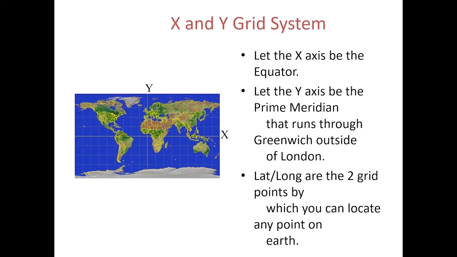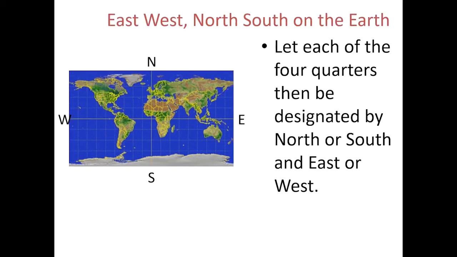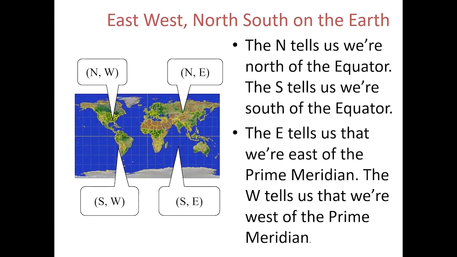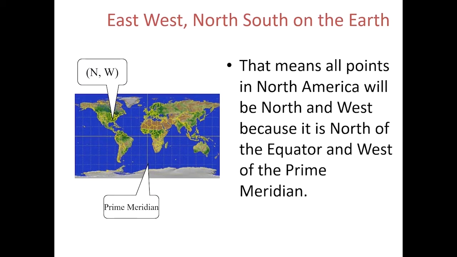Now, we could divide up the Earth into four sections, into quadrants, and designate each of those, whether they're north of the equator or south of the equator or east of the prime meridian or west of the prime meridian. And you end up with this sort of system. So all points in North America would be north of the equator and west of the prime meridian, and Australia would be, of course, south and east.